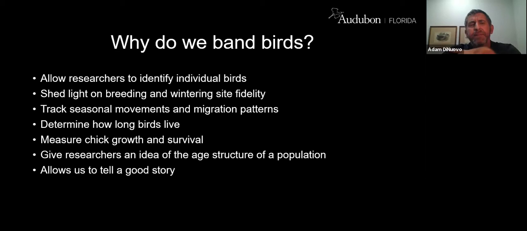I think that's the basic idea behind banding birds: to try to learn as much as we can. And I think this last bullet you can see here is that it allows us to tell a good story. All those things that I just mentioned are the story of that bird. Gaining all of this data and knowledge and condensing it down to being able to tell a good story is kind of like what I'm going to attempt to do tonight. I guess you guys are the judge of whether I tell a good story, but I'm going to try to tell you the story of these birds.